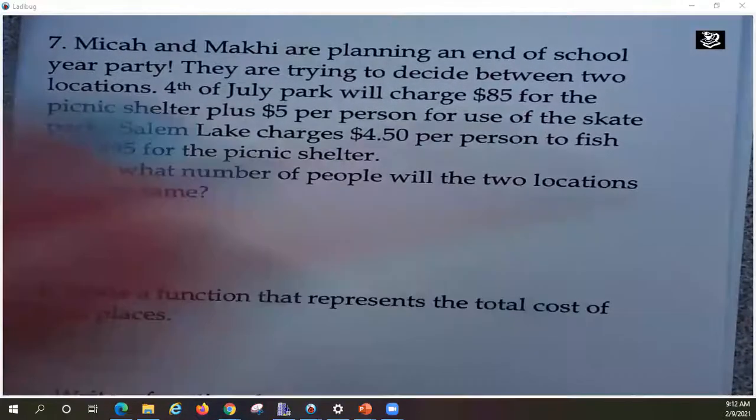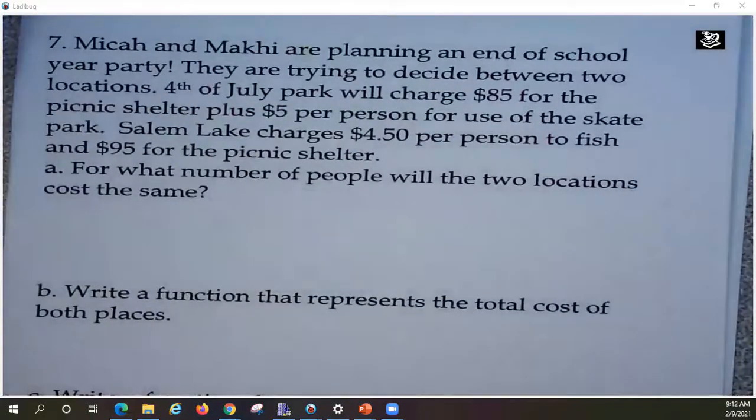All right, number 7. Micah and Makai are planning an end of school year party. I want to come. They are trying to decide between 2 locations. 4th of July Park will charge $85 for the picnic shelter plus $5 per person for use of the skate park. Salem Lake charges $4.50 per person to fish and $95 for the picnic shelter. For what number of people will the 2 locations cost the same?